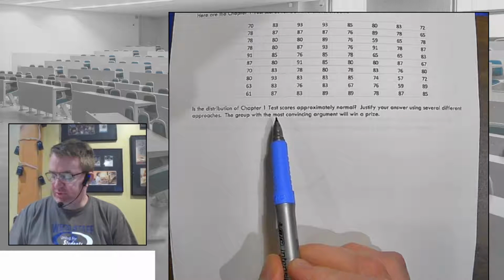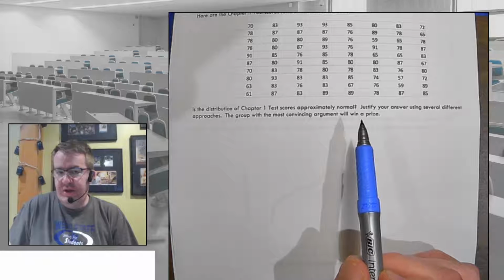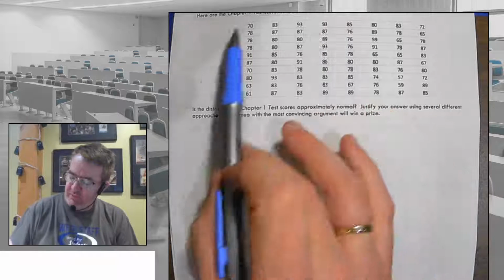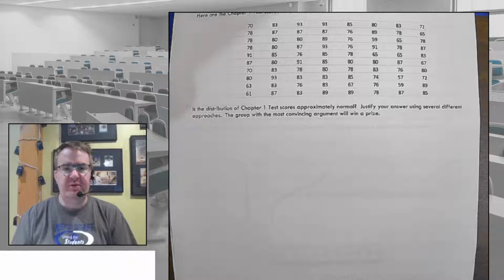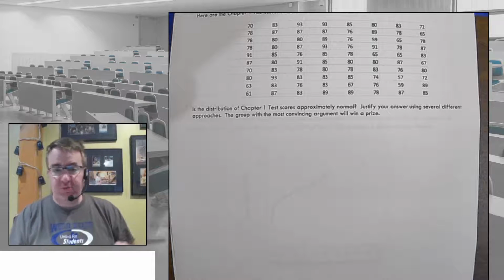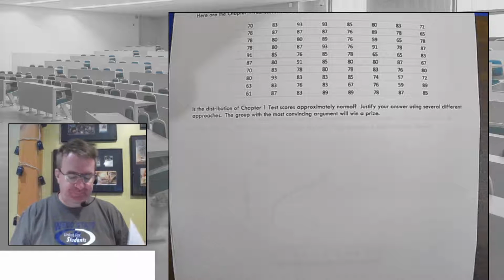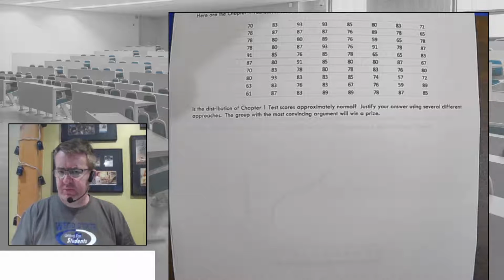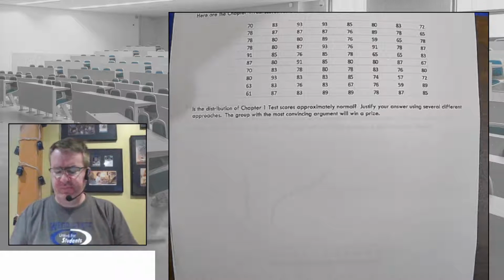the distribution of the Chapter 1 test, is it approximately normal? We don't know. How would you go about figuring out if this is normal? And this is something that I would normally ask you guys and your teams to go through and do. You'd have teams of 3 or 4, and you can go through and brainstorm and just see what's going to happen.